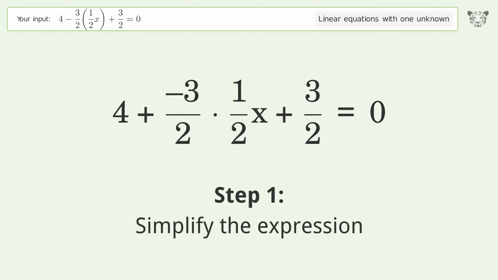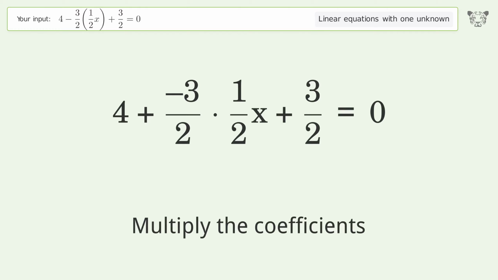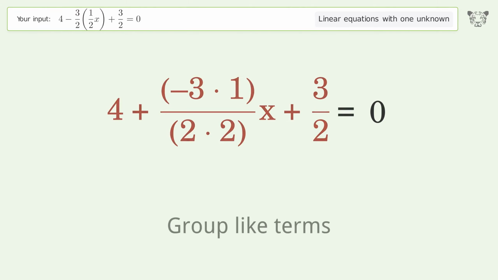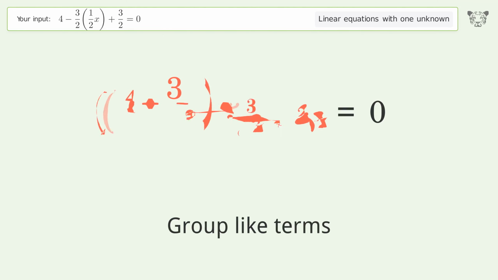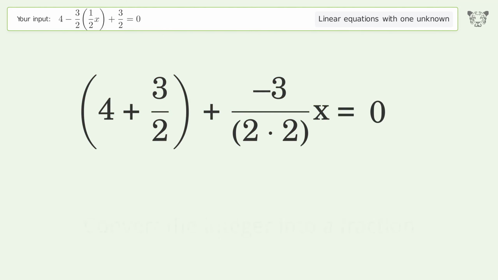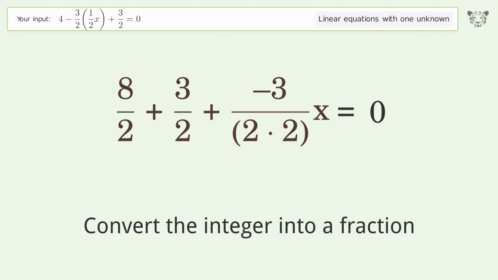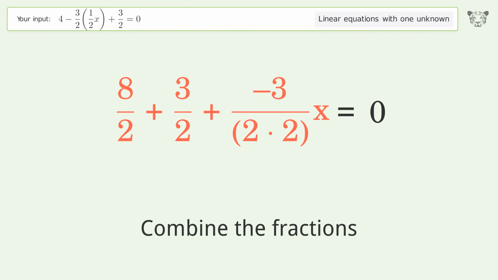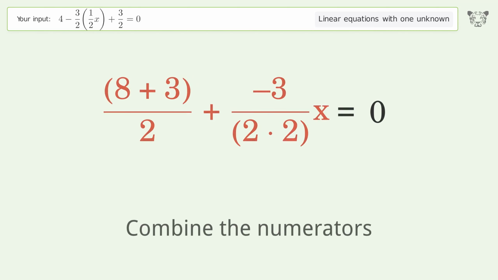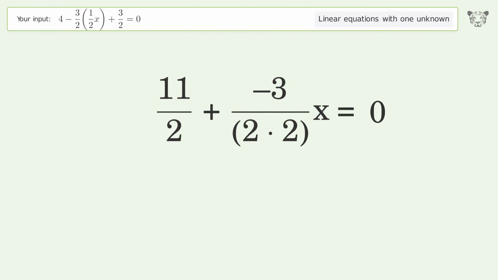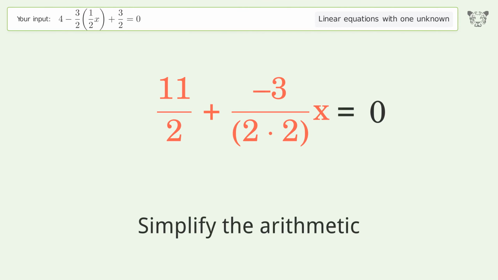Simplify the expression. Multiply the coefficients. Group like terms. Convert the integer into a fraction. Combine the fractions. Combine the numerators. Simplify the arithmetic.